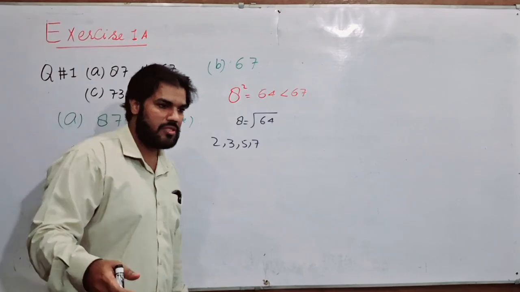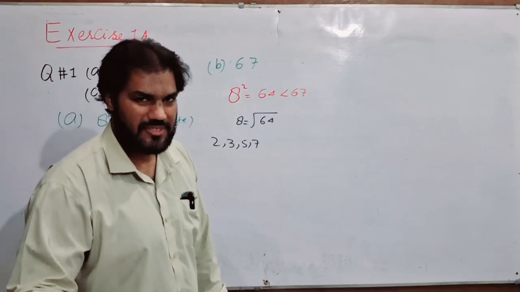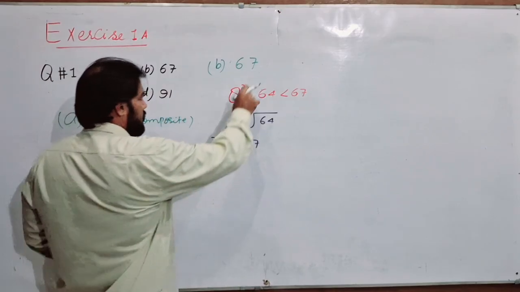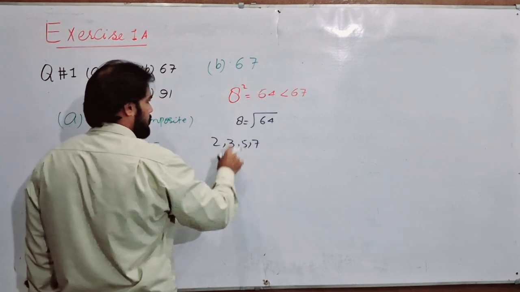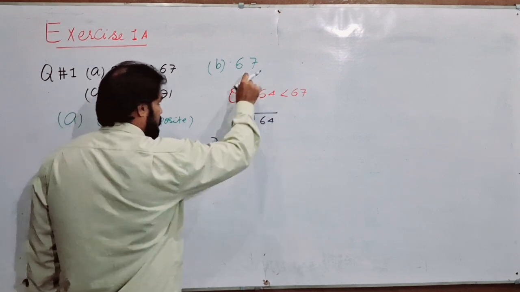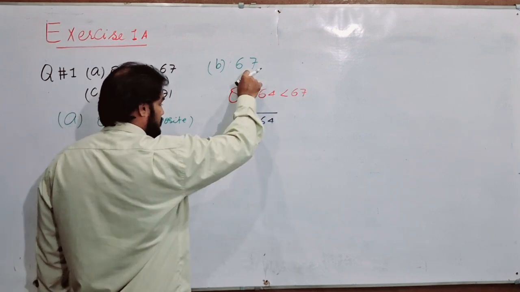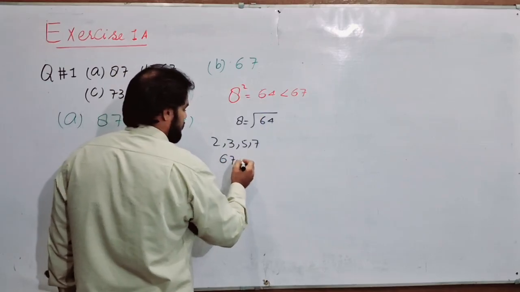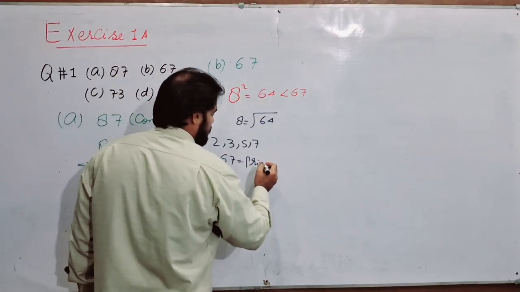There is no need to check the divisibility by 11, 13, 17, etc. 2 does not divide 67, 3 does not divide 67, 5 does not divide 67, 7 does not divide 67. This implies 67 is a prime number. So this is very simple.